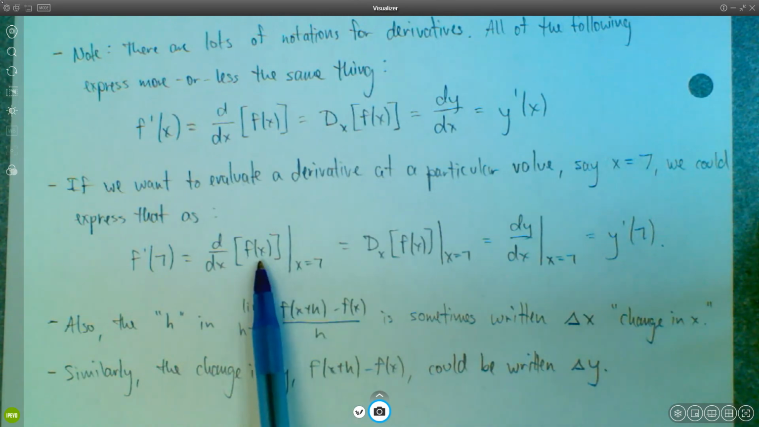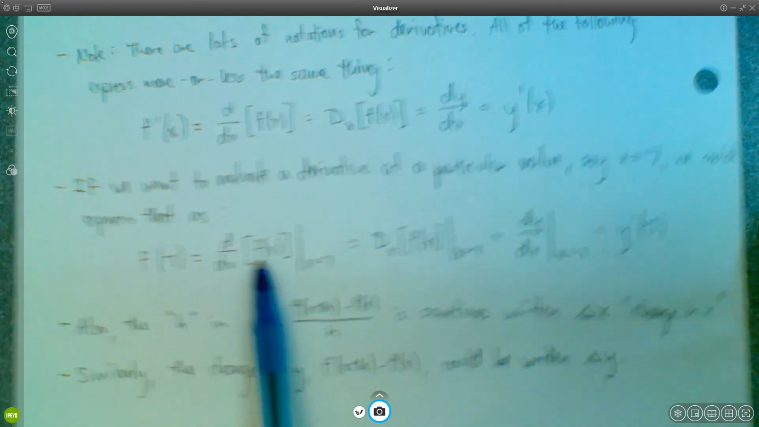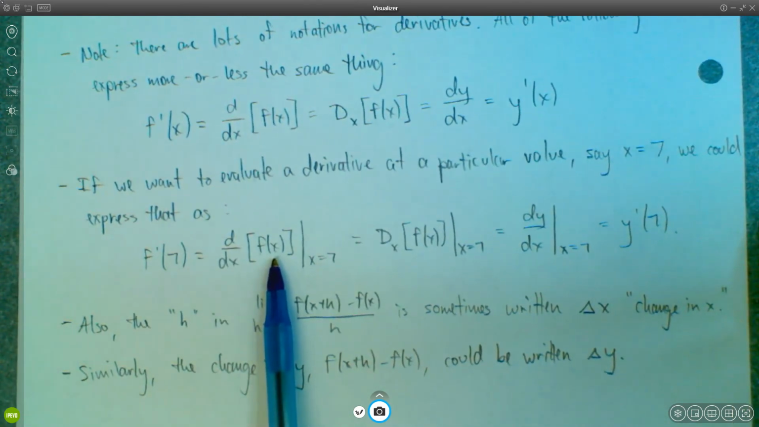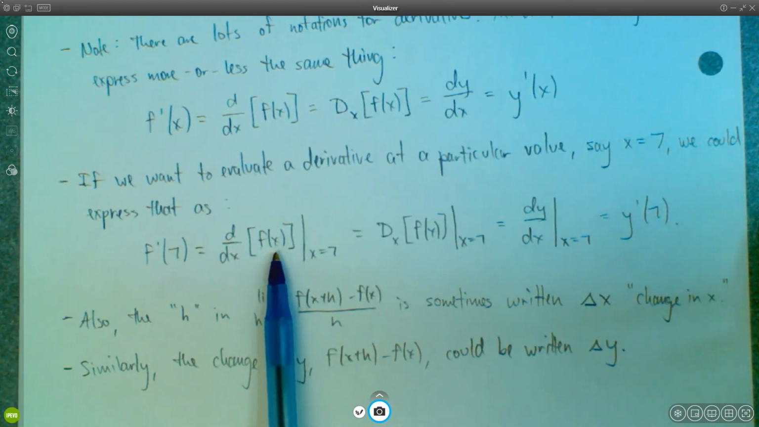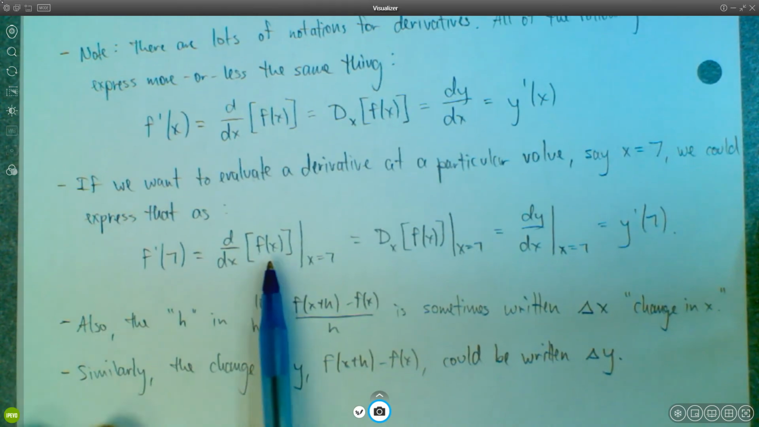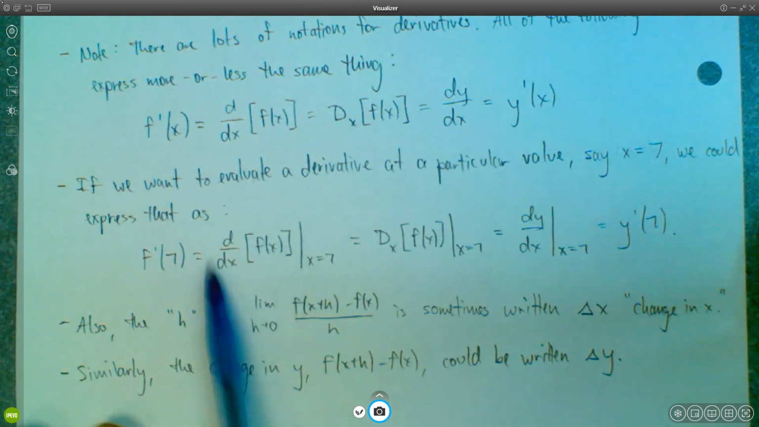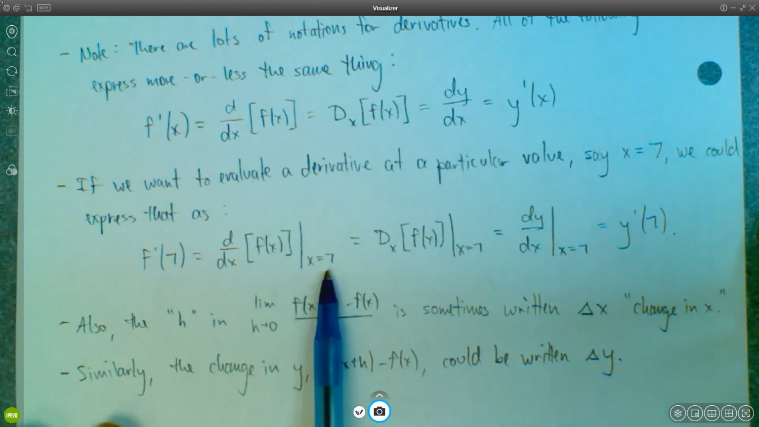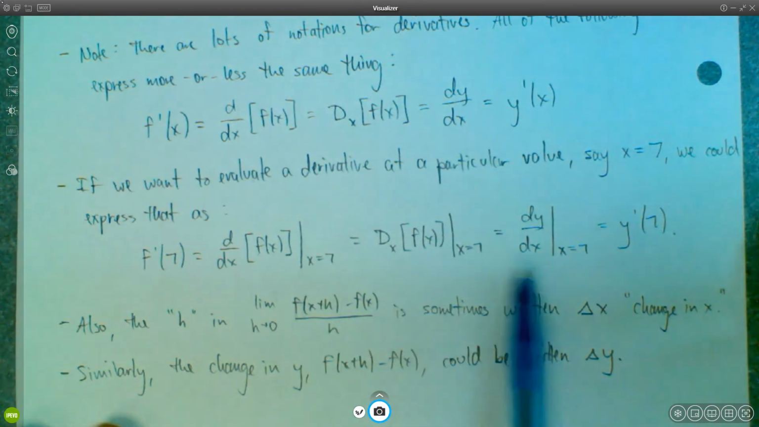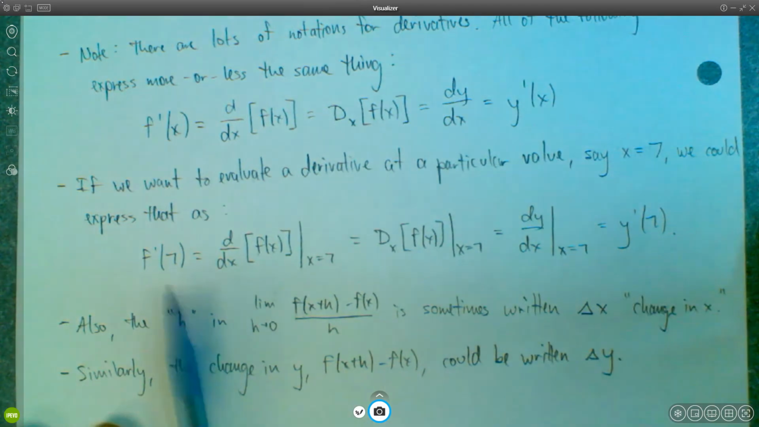You wouldn't just plug the 7 in for x there, because as we'll see in the next section, if you plug in 7 to the original function, then you're just going to get a number. And as we'll see in the next section, the derivative of a number is always just 0, okay? So you don't plug the 7 in there. That doesn't capture the meaning of what you're trying to do. You want to take the derivative of the function first and then evaluate it at 7, right? So that's why you have to write it this way. Same way for these other notations, okay? And then this one is more like the first one.